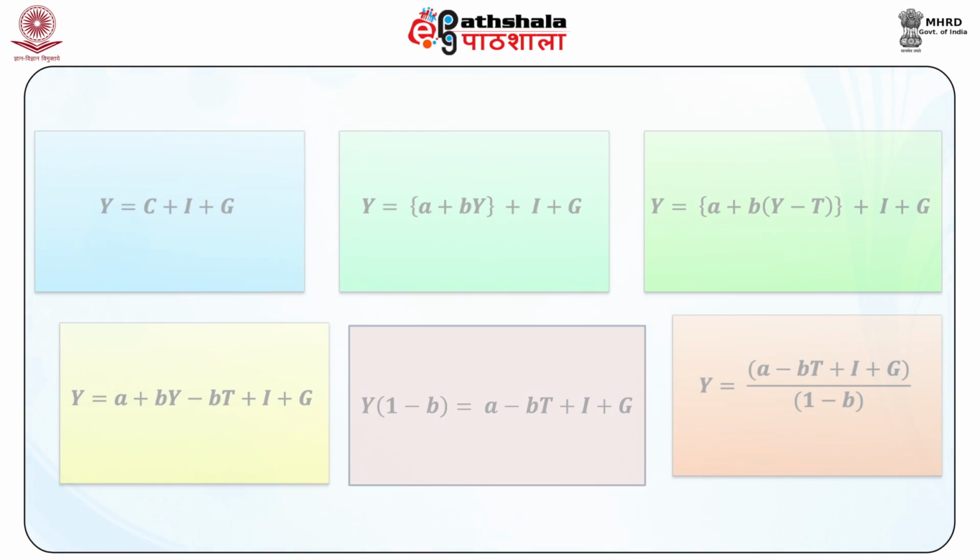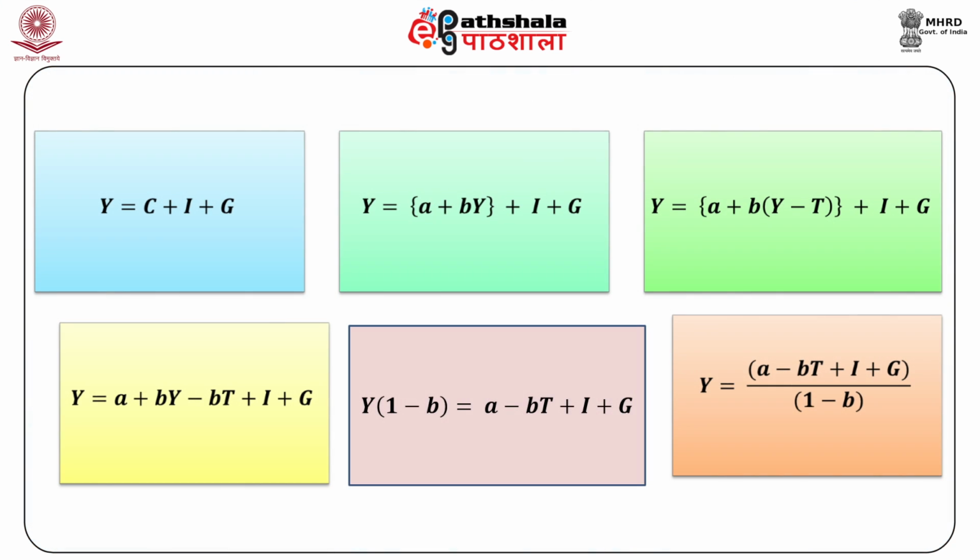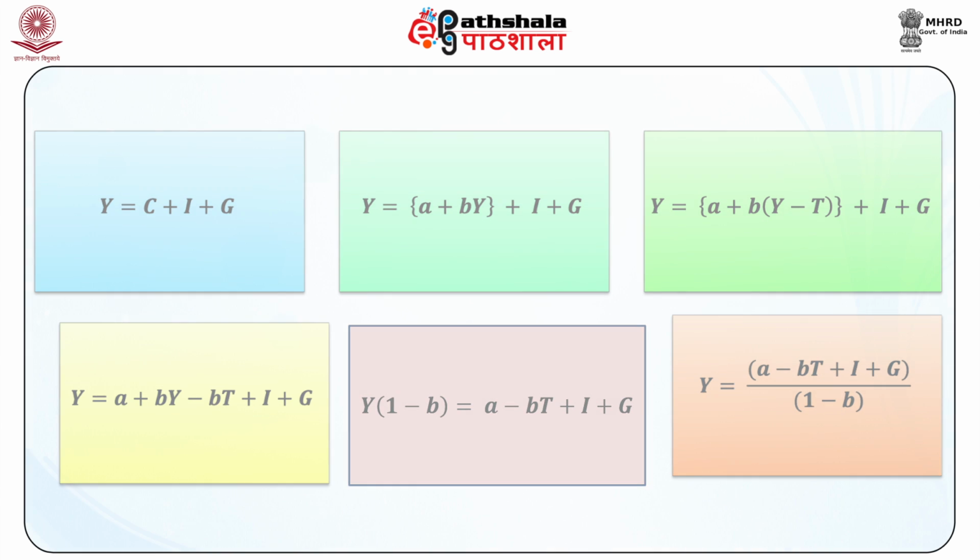The aggregate demand for the economy is Y equal to C plus I plus G, where Y is equal to in bracket A plus BY plus I plus G. Y is equal to A plus B in bracket Y minus T plus I plus G. Y is equal to A plus BY minus BT plus I plus G. Y in bracket 1 minus B is equal to A minus BT plus I plus G. Now, Y is equal to A minus BT plus I plus G upon 1 minus B.